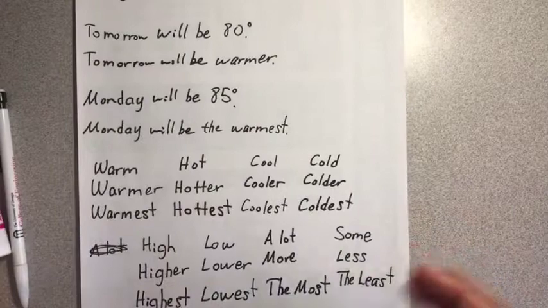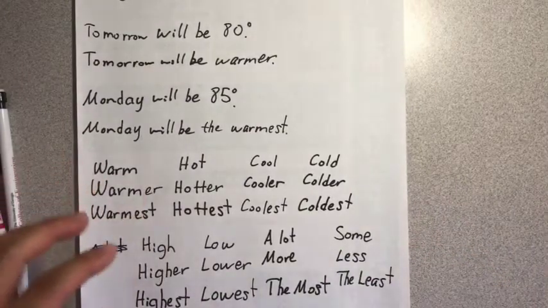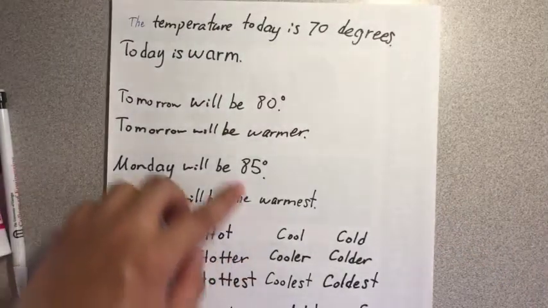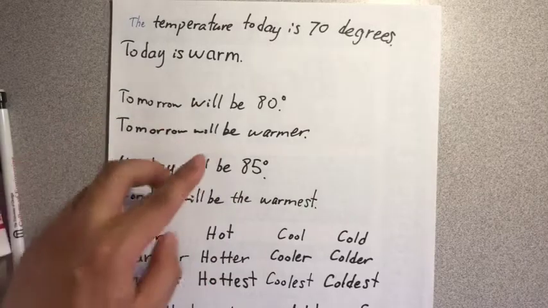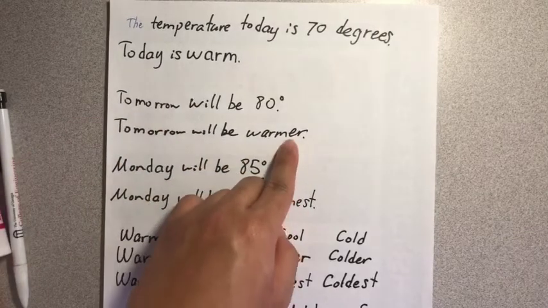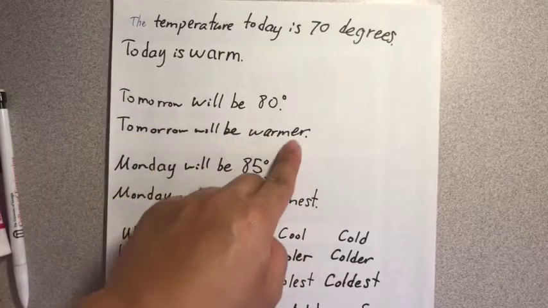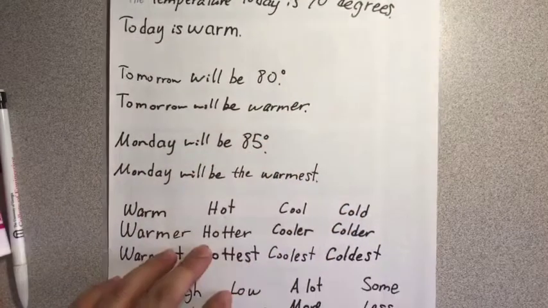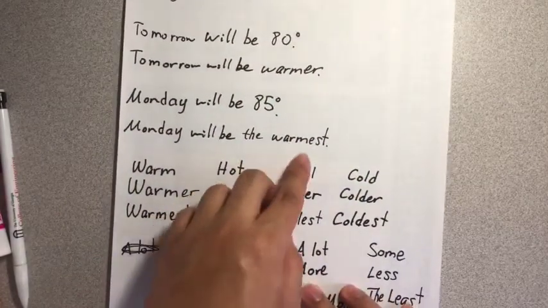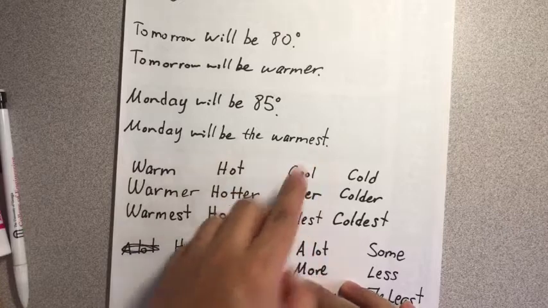So now you should understand just a little bit how to use superlatives. If we're comparing 2 things, we add er. Tomorrow will be warmer. We're comparing 2 things. If we're comparing more than 2 things, we use est. We say the warmest. Okay?